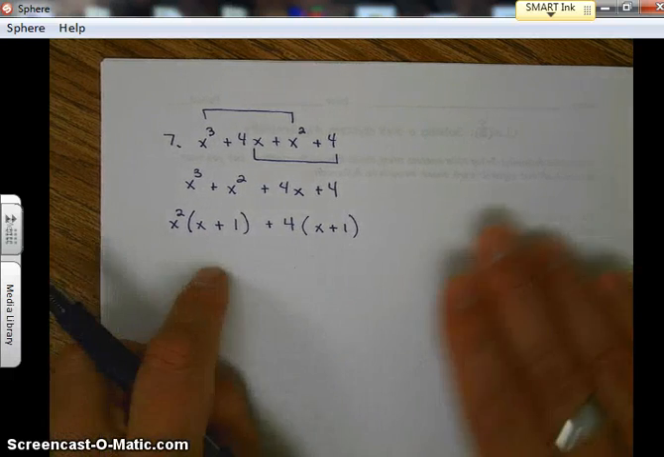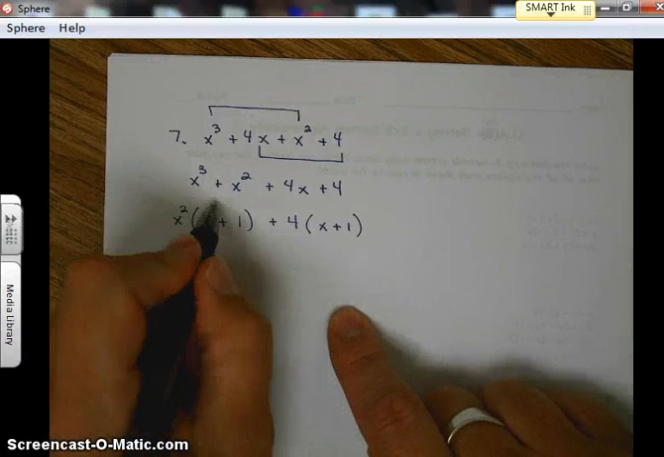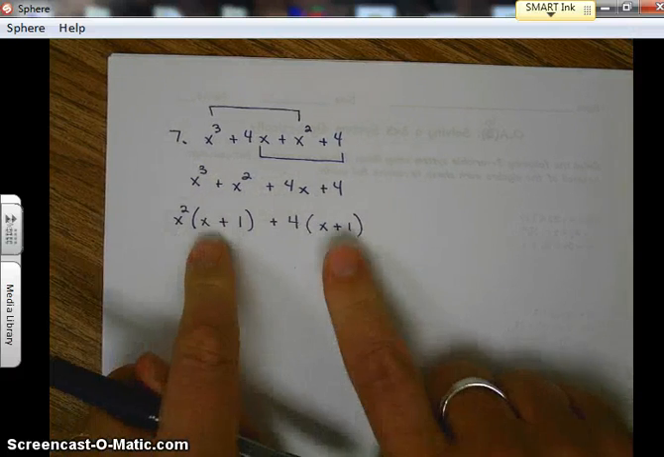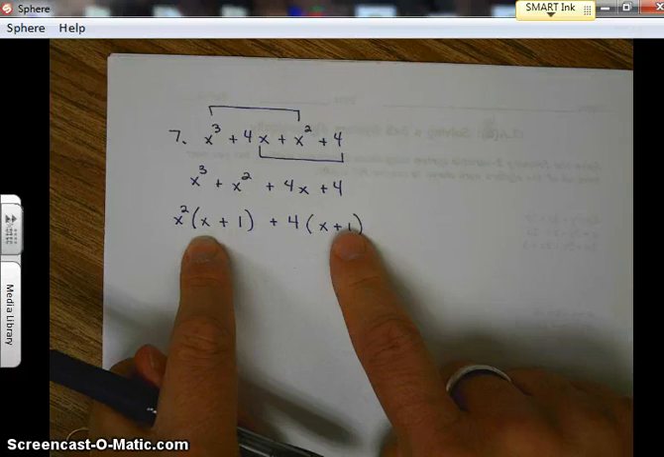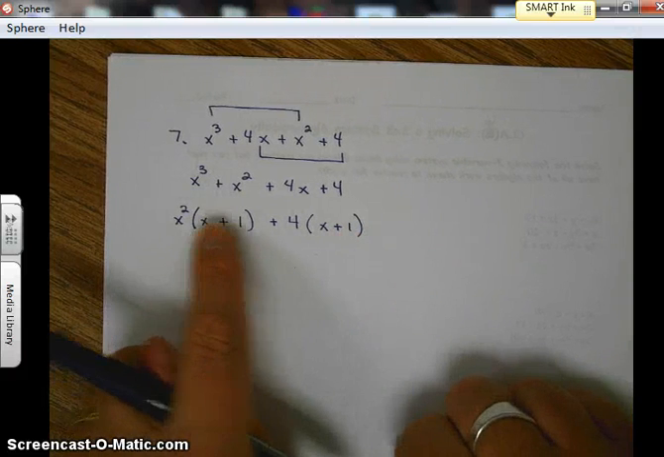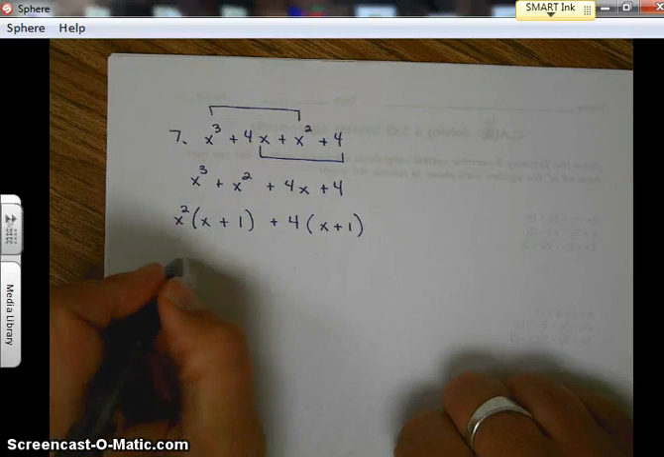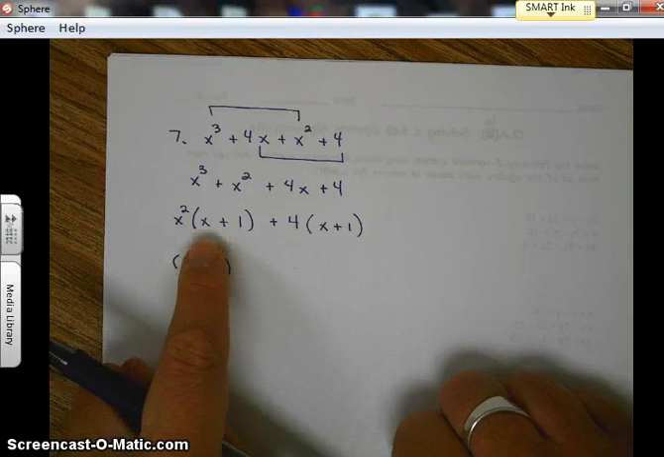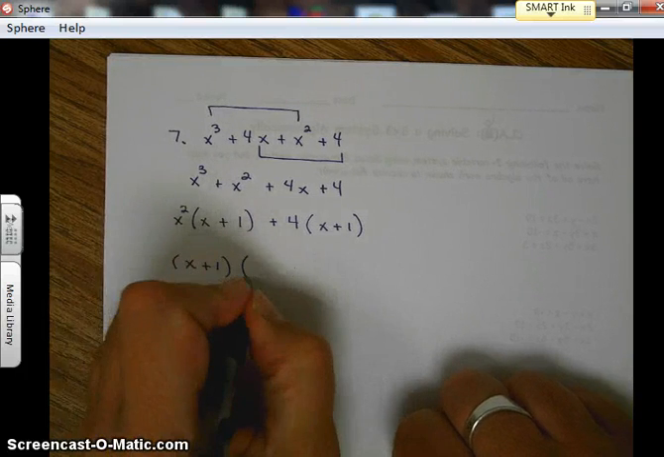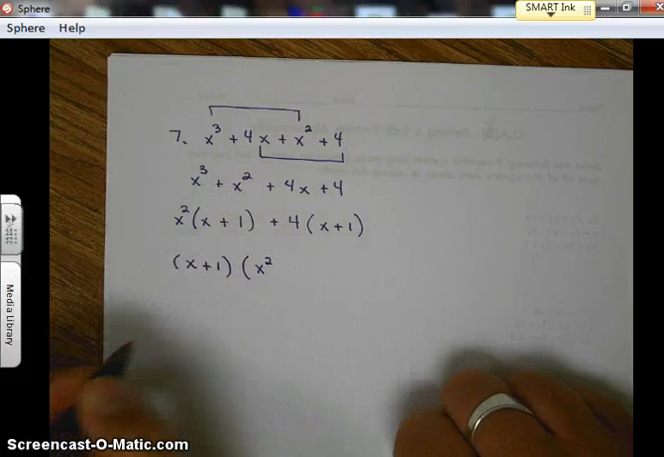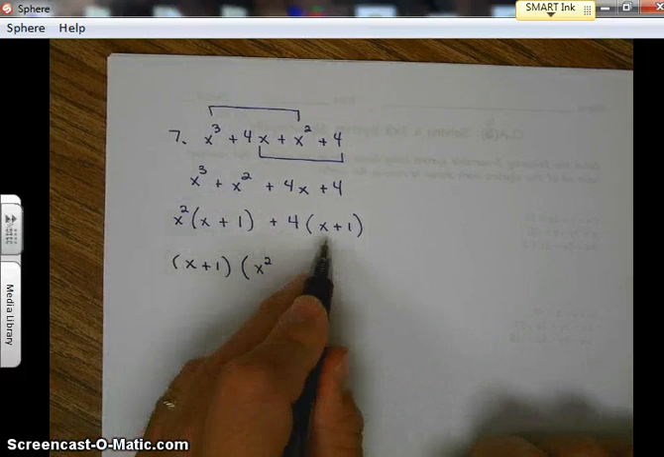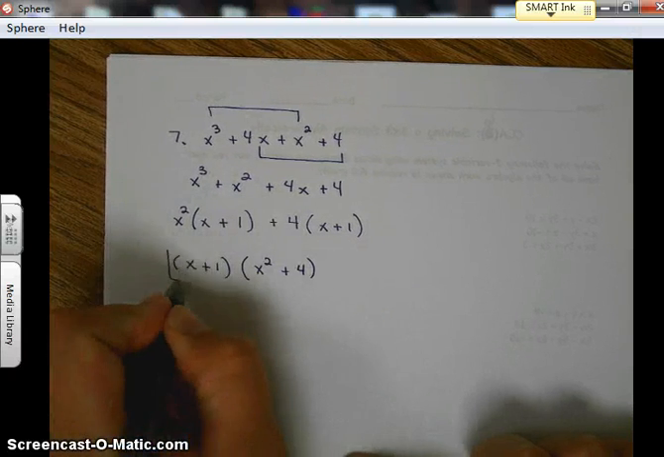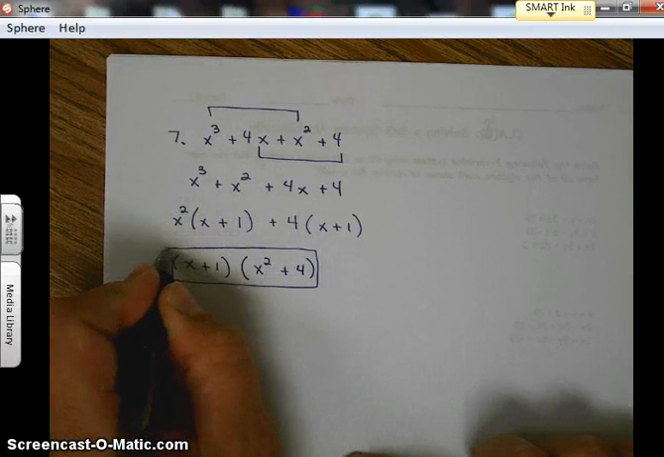Next thing we're going to do is we have two terms here. We have this term on the left of the plus and this term on the right. Notice that these two terms have an x plus 1 in common. So what I'm going to do is I'm going to factor out an x plus 1 out of both terms. So if I factor an x plus 1 out of the first term, I'm left with x squared. If I factor an x plus 1 out of the second term, I'm left with plus 4. And I'm done.